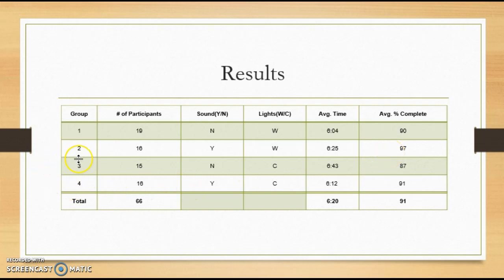Group 3 being the no sound and purple lights, they had 15 participants and an average time of 6 minutes and 43 seconds with 87% complete. And then finally group 4 was the group with sound and purple lights. They had 16 people participating in that and had an average time of 6 minutes and 12 seconds with 91% complete. So in total we had 66 participants with an average time of 6 minutes and 20 seconds and 91% complete. So when they had sound, the percent complete was higher than without sound, but it wasn't enough to be statistically significant. And so as we showed in our fit model, group 3 was the worst performing overall.